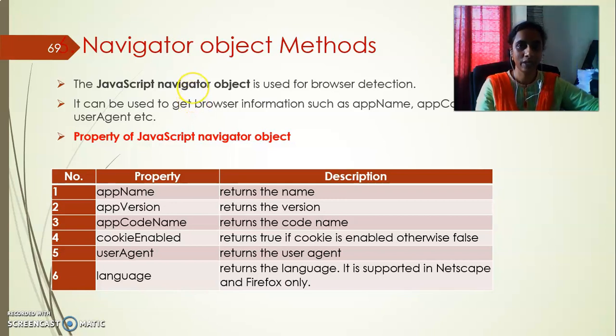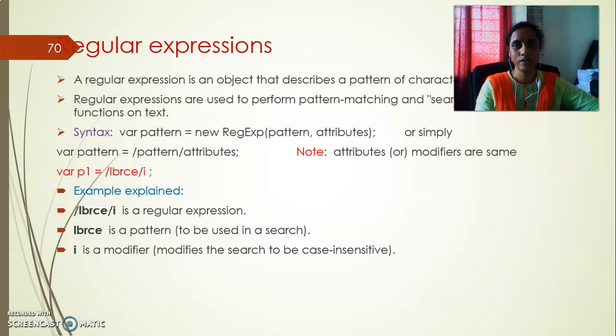Then you have the navigator object methods. The navigator object is used for browser detection, and it can be used to get browser information such as app name, app code name, user agent, etc. The properties of the JavaScript navigator object are very simple and straightforward: app name, app version, app code name, cookie enabled, user agent, and language. Like this you can have all these methods.